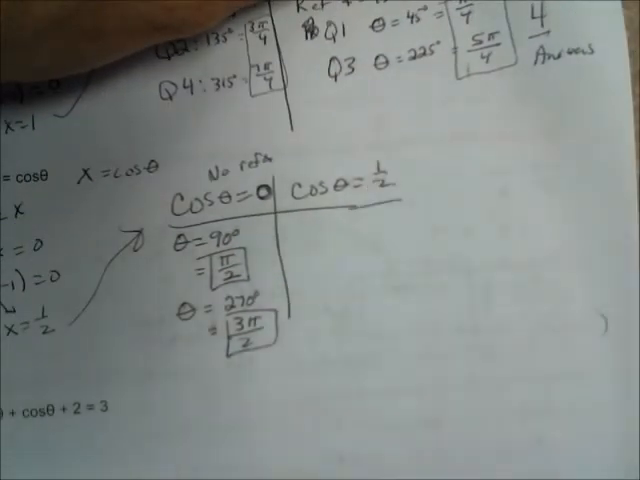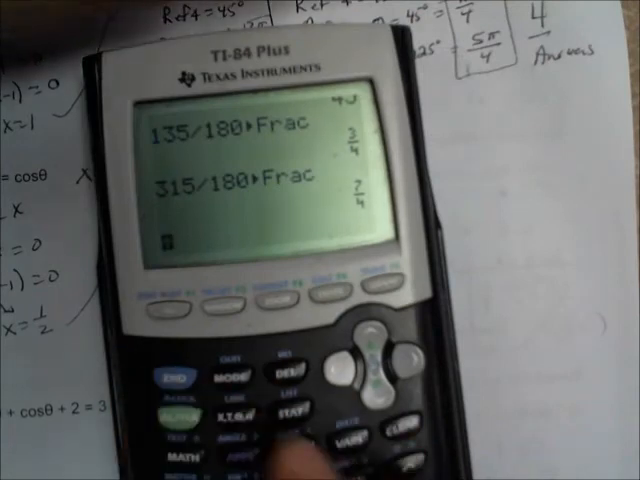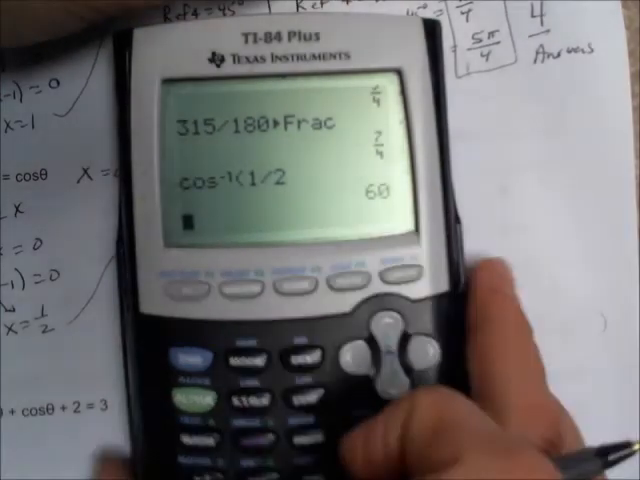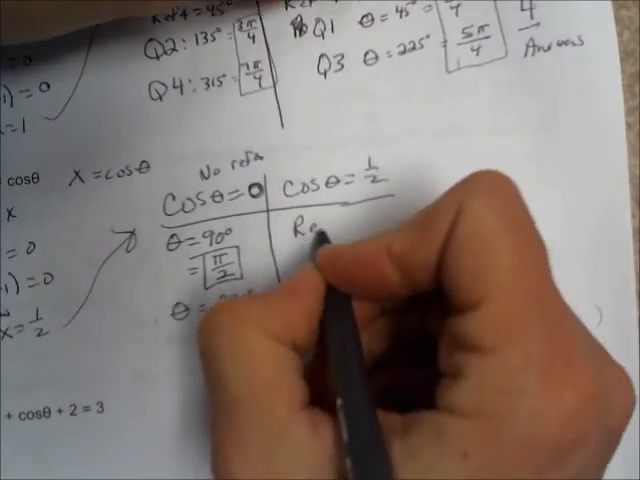Over here, this does have a reference angle, so you can do inverse cos of 1/2. Remember to get the reference angle. And the reference angle is 60 degrees. You want to write that down.